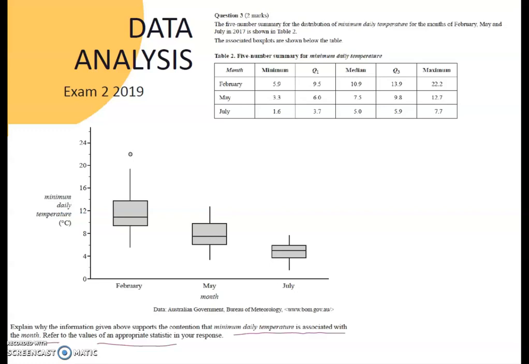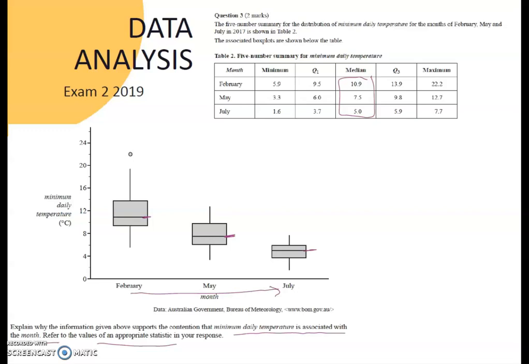And the second mark is for giving an appropriate statistic. So when we're identifying a relationship, we're saying that there is a change. As the time is increasing here, we're seeing a change in our data. If we look at the key statistic, our median, we can see it from the table as well. Our median value has dropped from 10.9 down to 7.5 down to 5. So there has been a consistent change over time.